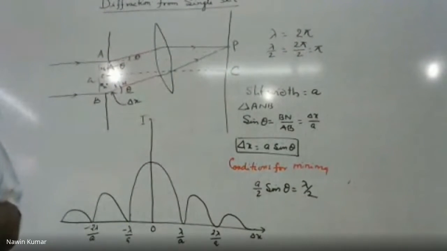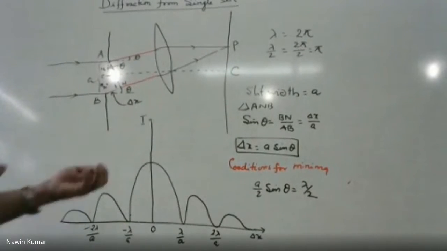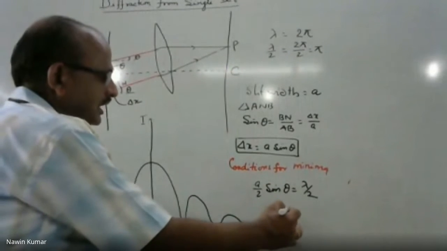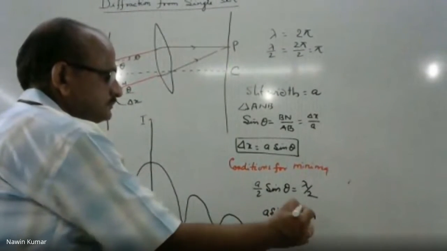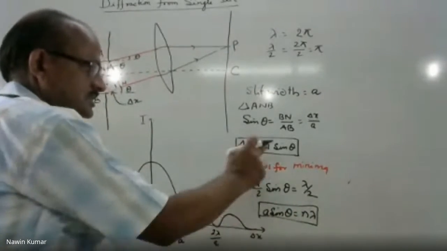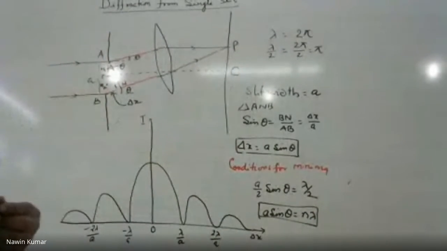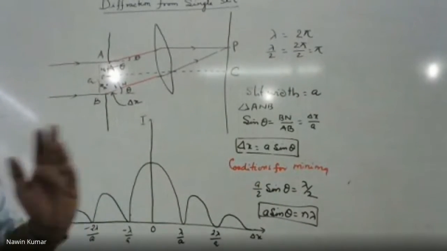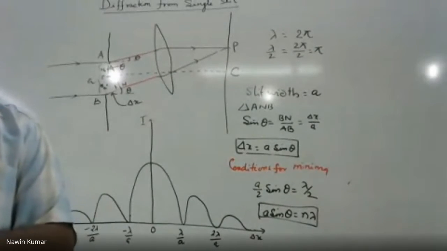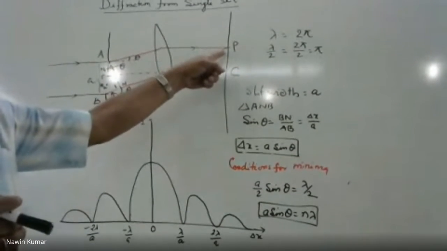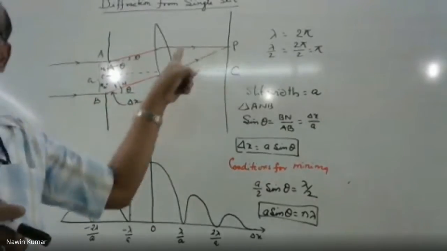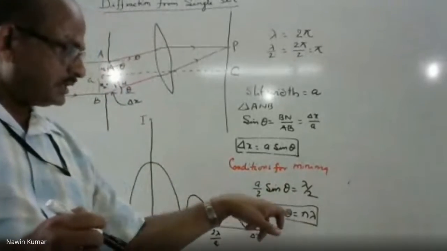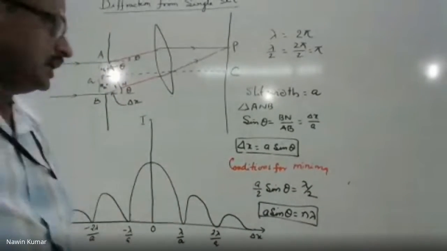So in general, we can write that if the path difference is a sine theta equal to n lambda, that is, path difference del x equal to a sine theta, if the path difference is n lambda, that is an integral multiple of lambda, then the intensity at point P is minimum, and it is the condition for minima, that is a sine theta equal to n lambda.